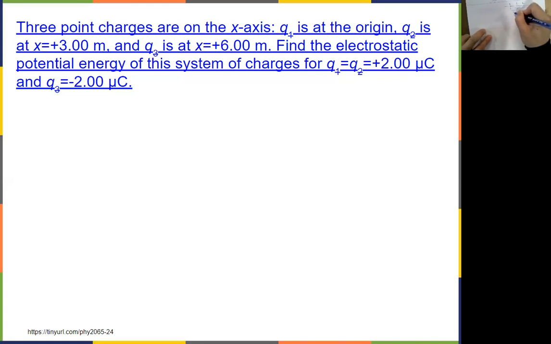So this will be R12, this will be R23, and from here to here will be R13. R12 is 3 meters, R23 will also be 3 meters, and R13 will be 6 meters. We also know their charges. Q1 and Q2 are the same, 2.00 times 10 to the minus 6. Q3 is negative 2.00 times 10 to the minus 6.